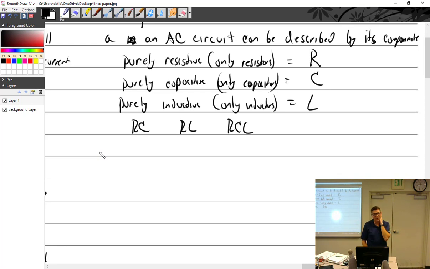So, if it's not resistance, we can't just add it like a resistor. We can't say that we have 100 ohms of resistance and 100 ohms of X of L and 100 ohms of X of C and go, well, that's 100, 100, 100, that's 300. It would be nice if we could. We'd be done for the week. But it doesn't work that way.